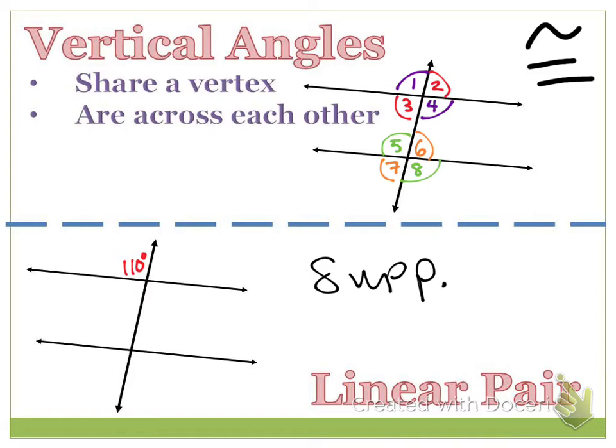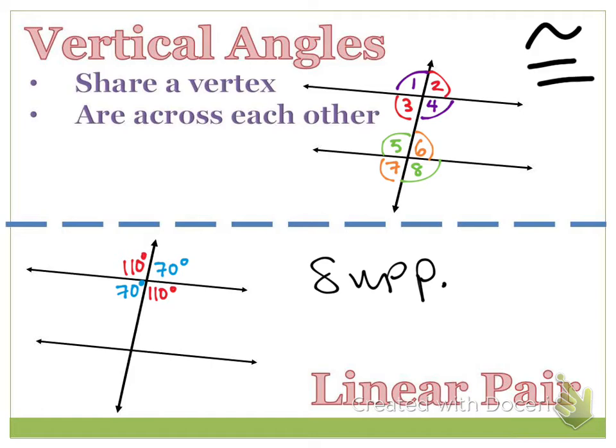So if this was 110, right, vertical would also be 110, right? So across would be 110. How would I find the angle right next door? Subtract from 180. So what's 180 minus 110? 70, which means vertical of that would be 70. So you know this, right?